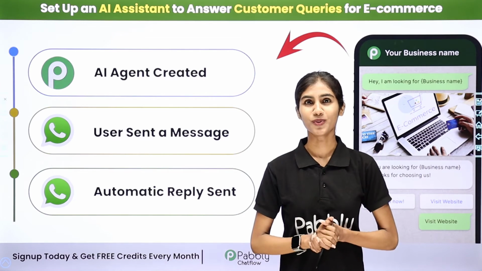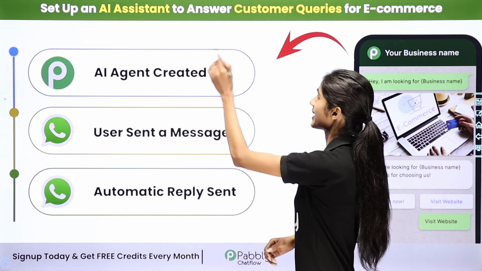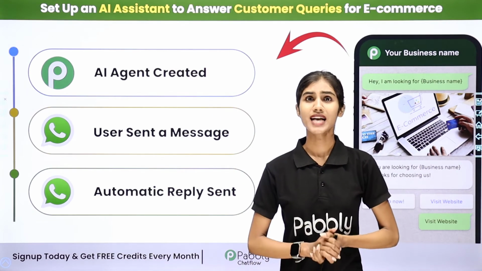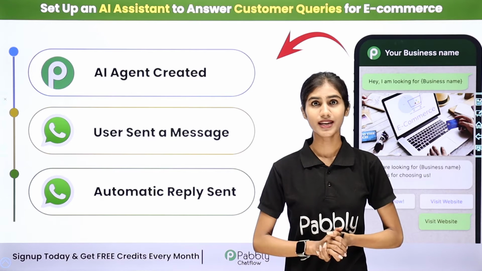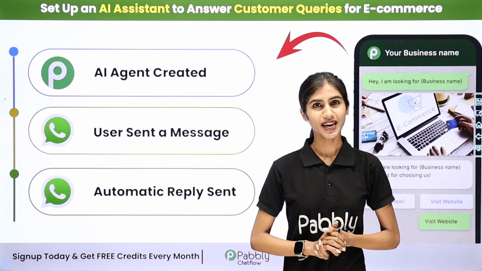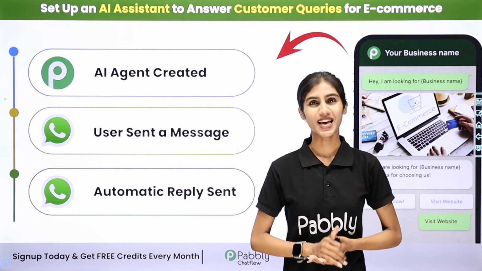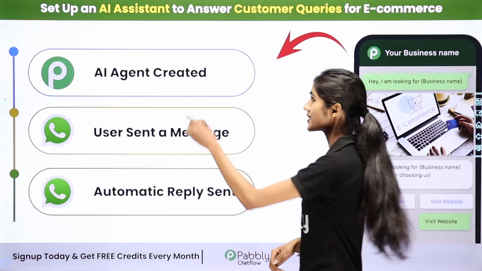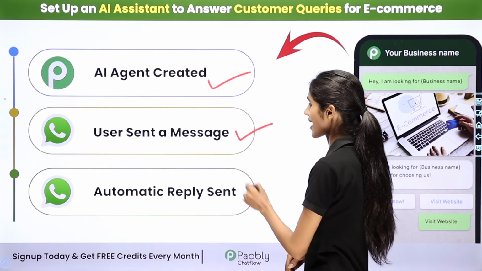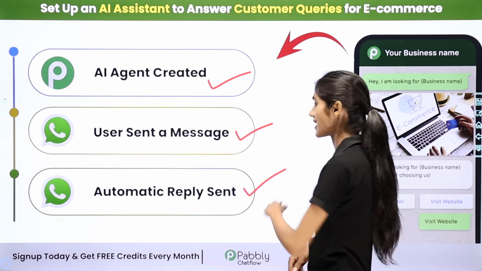In this video, we are going to learn how to set up an AI assistant to answer customers' queries for an e-commerce store. Replying to all of your customers' queries manually is a very time-consuming and hectic process. But we can do it in just 3 easy steps with the help of Pabbly Chatflow. In the first step, an AI agent is created. In step 2, the user sends a message, and in step 3, a reply is automatically sent to them.